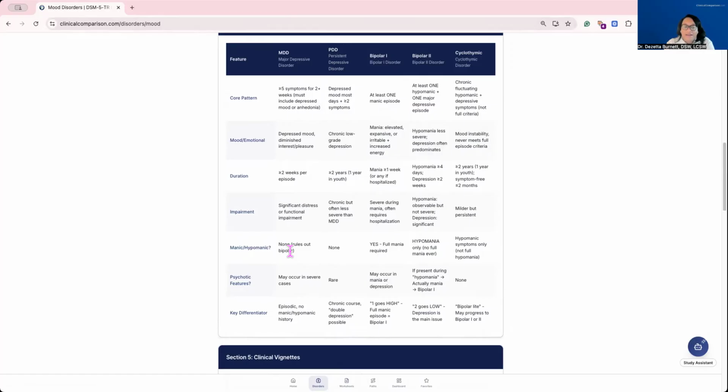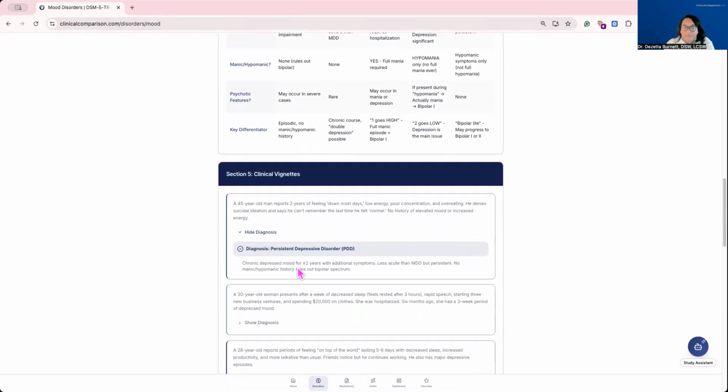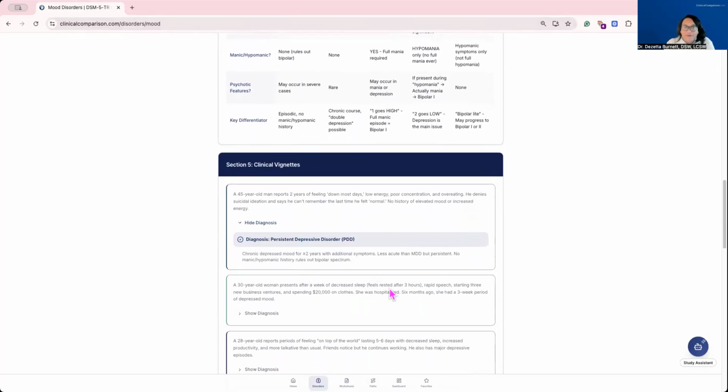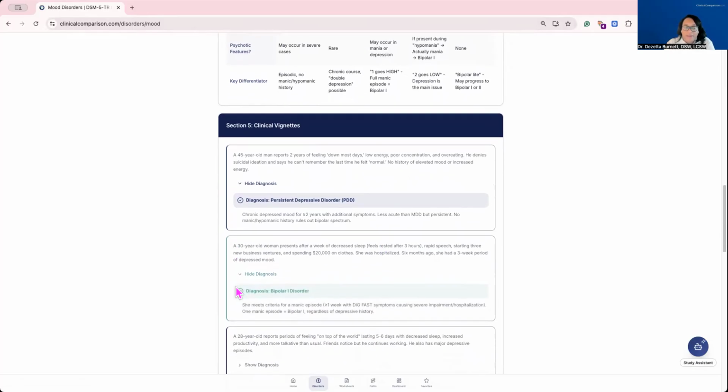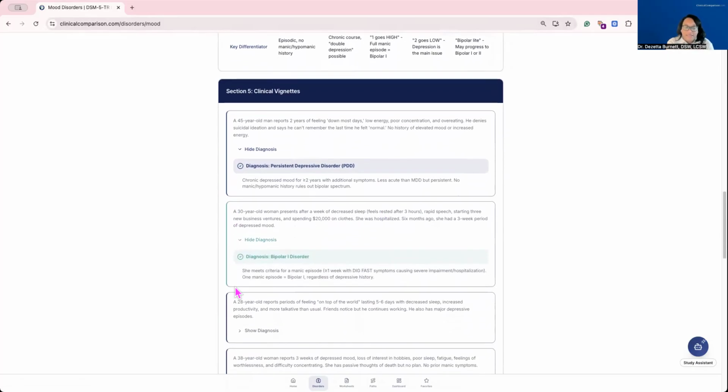But there's no mania in major depressive disorder. So the fact that there's some mania here based on her behavior, right? I would be looking at bipolar one. And let's take a look. Bipolar one, right? She meets the criteria.